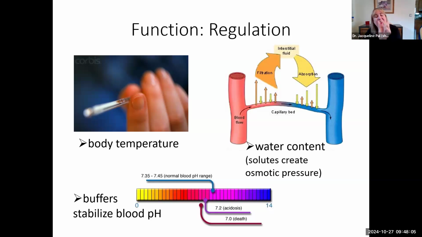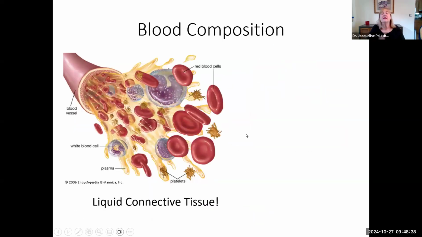Our bodies operate in a very narrow zone, which is slightly alkaline. We like 7.35 to 7.45 for our normal blood pH range. Okay, so please don't think that our bodies are neutral with a pH of 7. They are not. They are right around 7.4. So 7.35 to 7.45. All right.